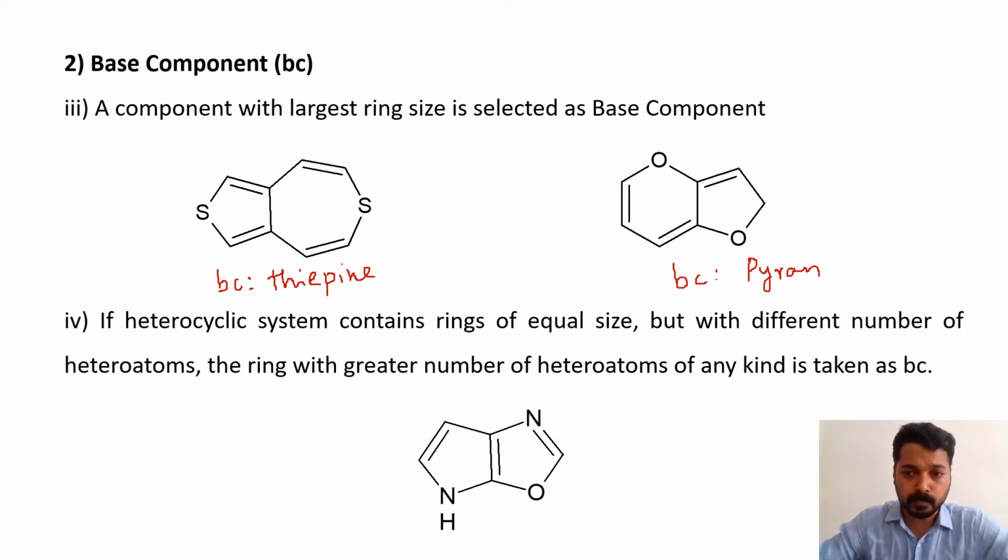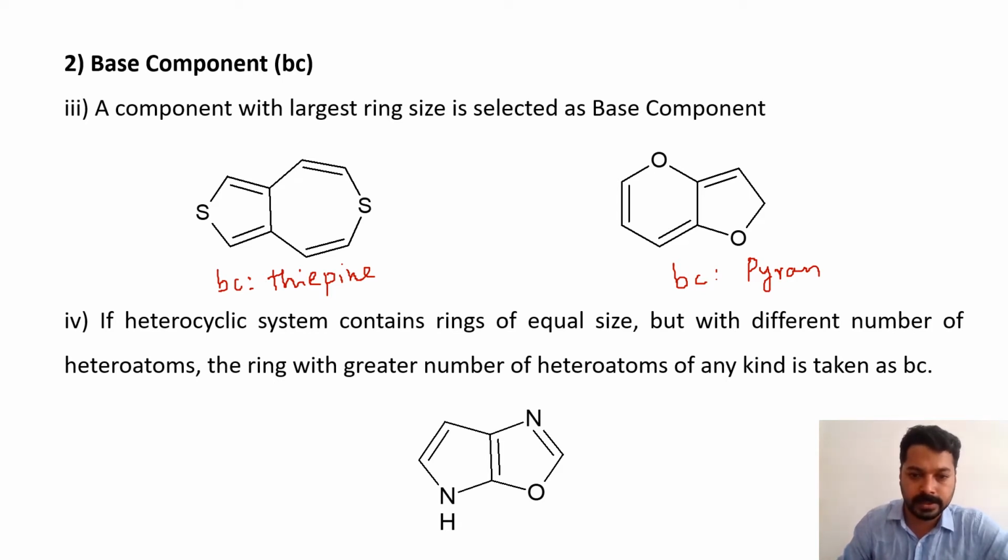But suppose the heterocyclic system contains rings of equal size but with a different number of heteroatoms. In that case, a ring with greater variety of heteroatom is taken as the base component. The ring with fewer heteroatoms will be taken as the attached component.